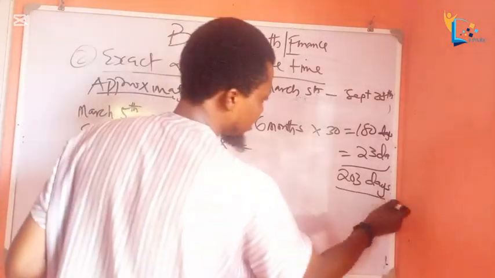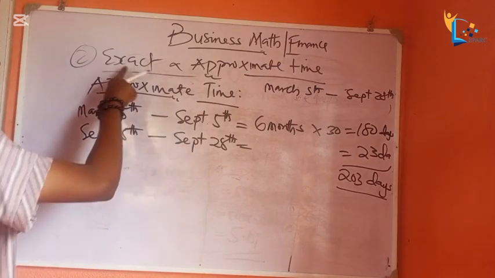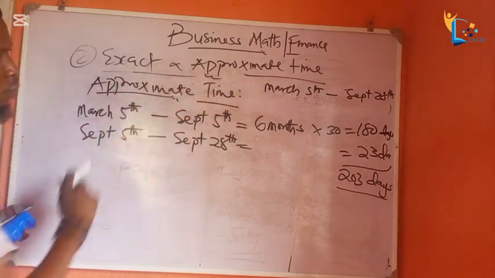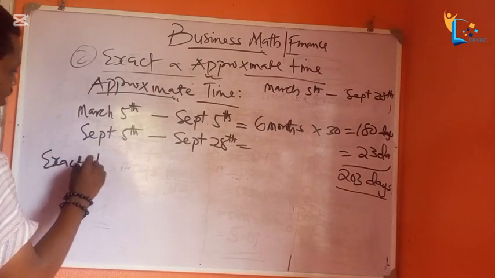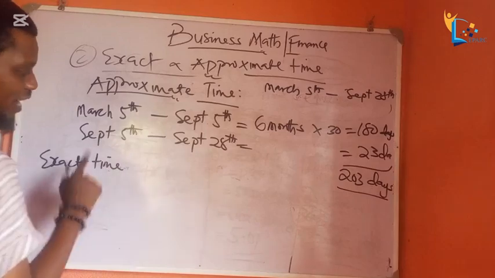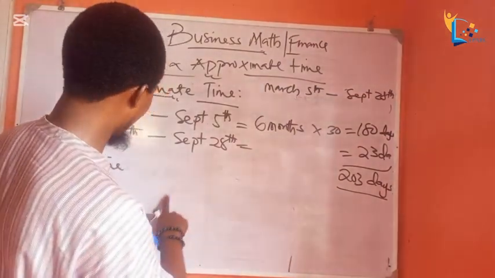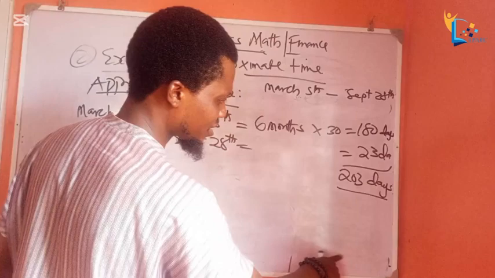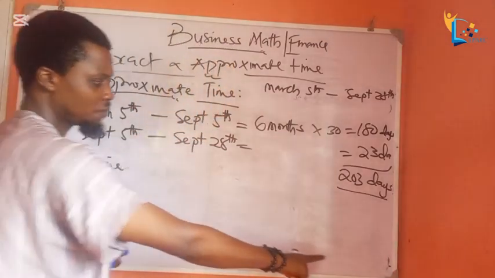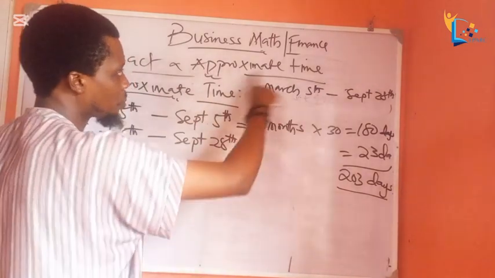So 203 days. In a nutshell, between exact and approximate time, which one gave us the longer days? Exact time gave us the longer days. Exact time was 260 something, I don't remember now. So exact time is longer than the approximate time.